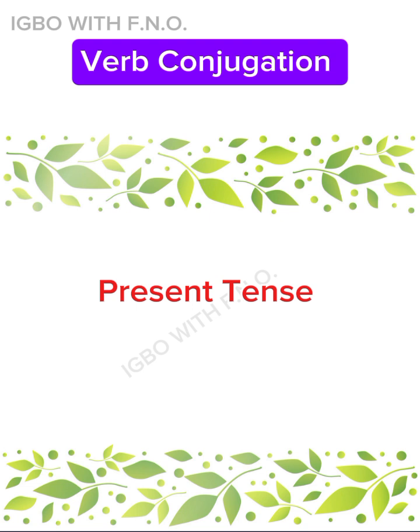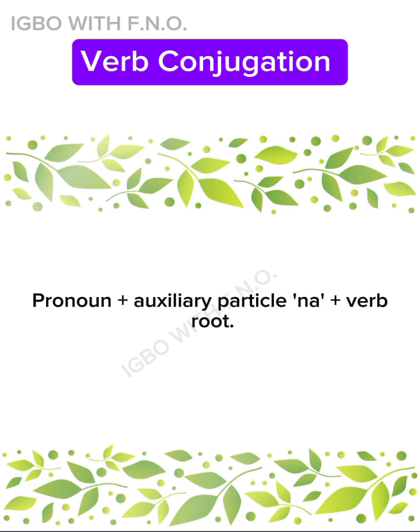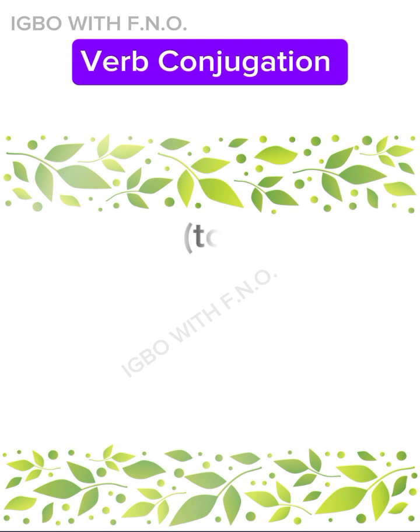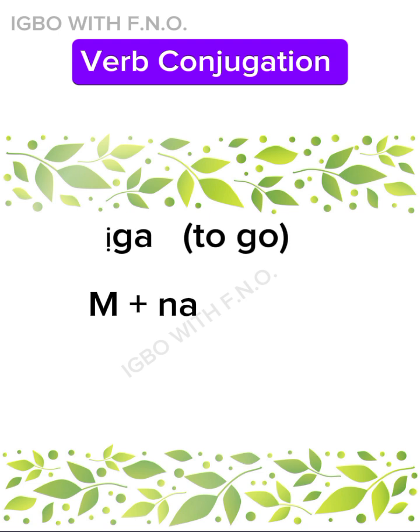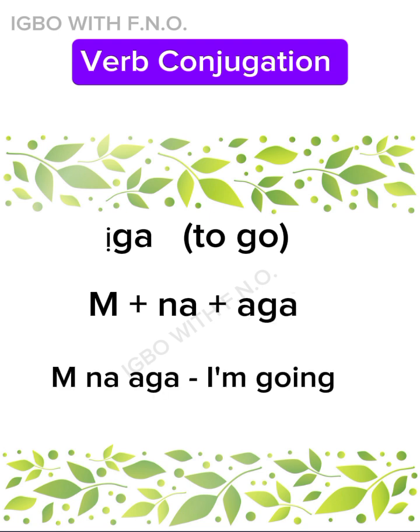So to conjugate an Igbo verb in the present tense, all you have to do is pronoun plus auxiliary particle na plus the verb root. For instance, let's use the verb iga as an example. Iga, we are conjugating it in the present tense. All we have to do is use a pronoun, I'm using m, which is I, plus na, plus aga, and that is naga, I am going, naga.